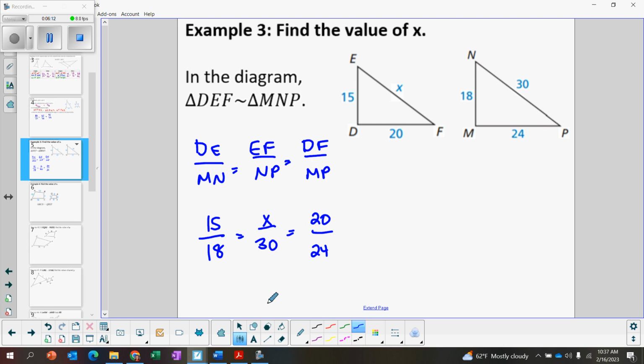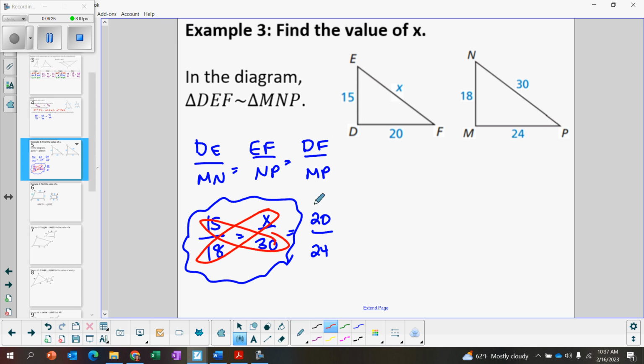So we only need two fractions to solve. So one of these that doesn't have a variable in it, I don't need. So let's say I focus on these two and I cross multiply. So I'm going to get 18x equals 15 times 30 is 450. And when I divide both sides by 18, I get x is 25.